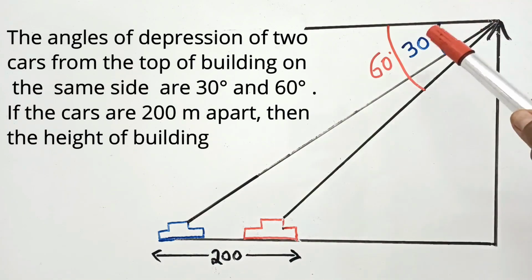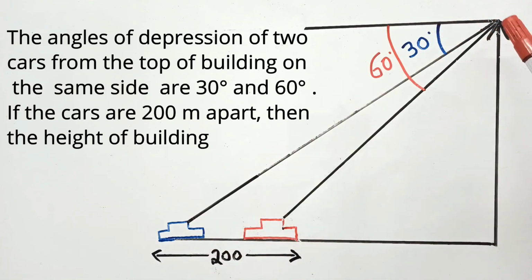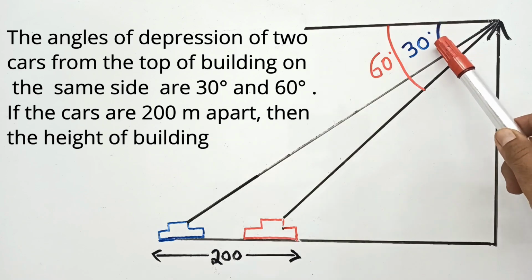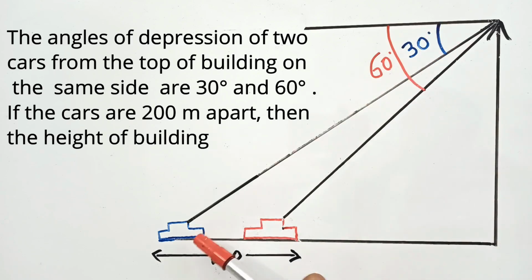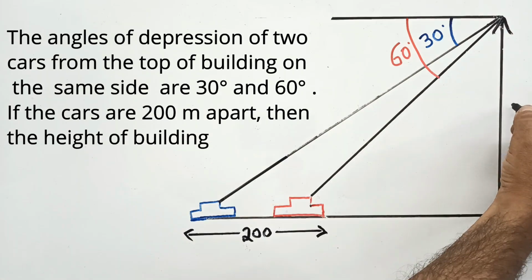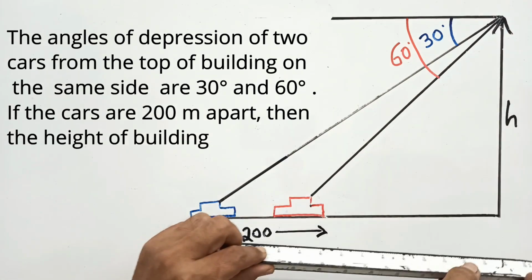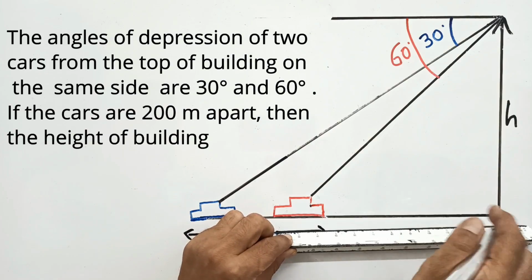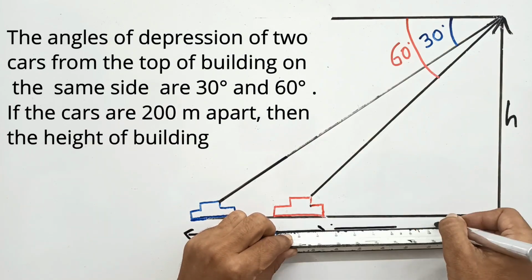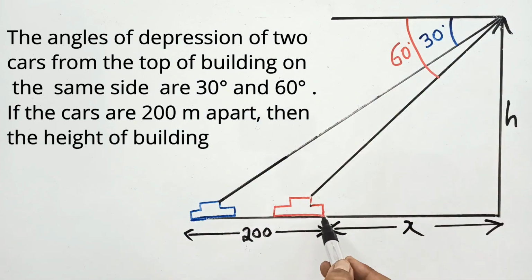The angles of depression of two cars from the top of a building, on the same side of the building, are 30 degree and 60 degree. If the distance between the two cars is 200 meter, find the height of the building. The height of the building is h, and the distance from the foot of the building to this car is x.